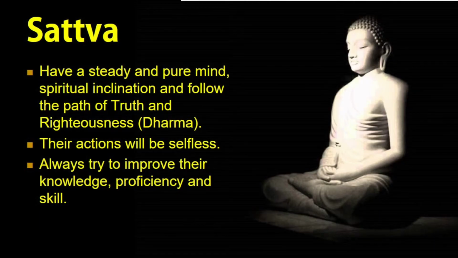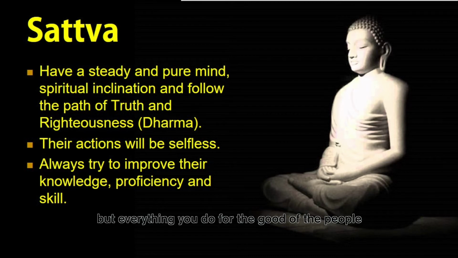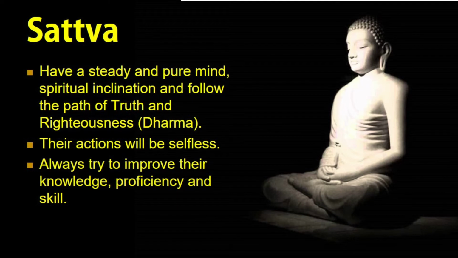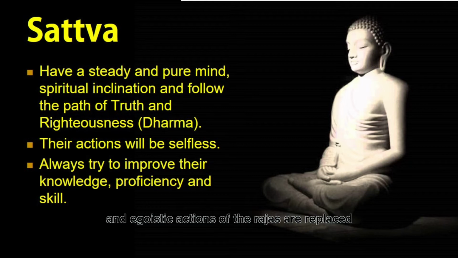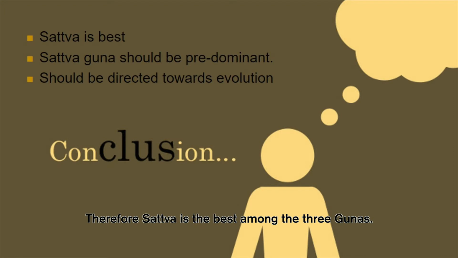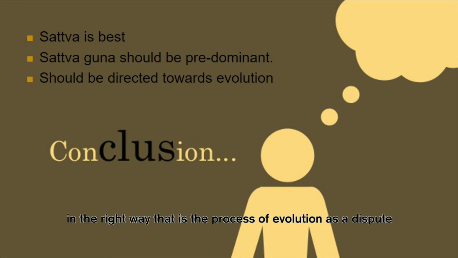And in the sattva, you have all these rajasic exuberances and capacities, but everything you do is for the good of the people, less for me, more and more for others. The selfish, ambitious and egoistic actions of the rajas are replaced by the selfless actions of the sattva. Therefore, sattva is the best among the three gunas. So, by moving towards sattva and bringing sattva predominance, the Sankhya says you start going in the right way. That is the process of evolution as it is put.